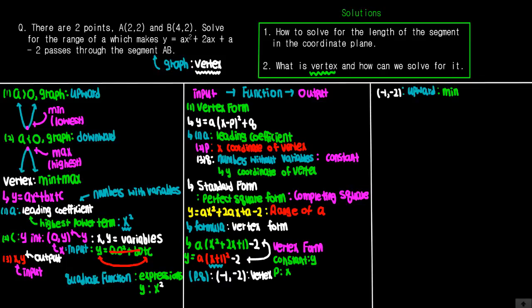So from here, we need to solve for our a value. The a value is what makes this whole expression pass through our 2 points. The first point, point A, was (2, 2). And the second point that the parabola should pass through was (4, 2). So our quadratic function, which goes upward and contains a minimum point, should pass through these 2 points A and B.